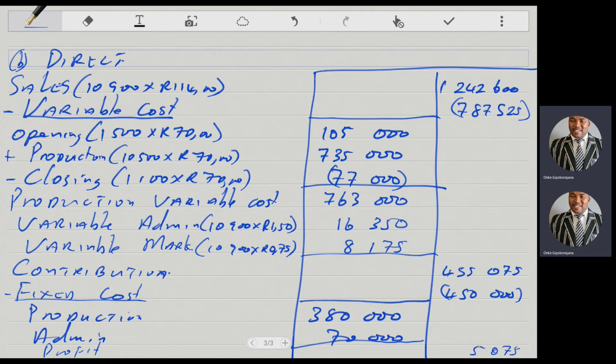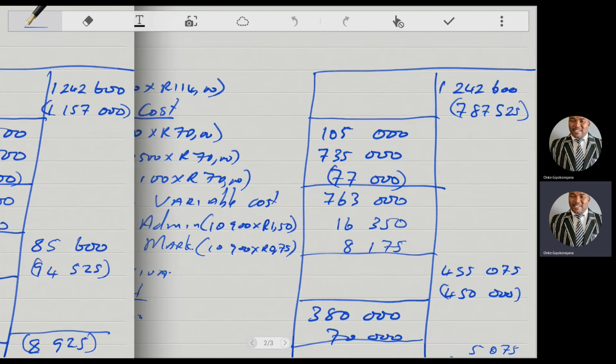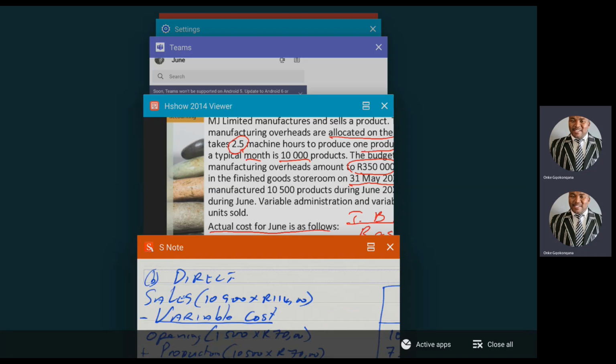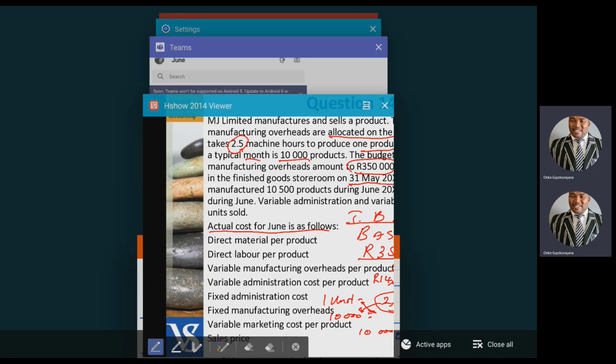Here, absorption gave us the loss of 8,925. So with this, the companies can make a choice. Okay, which method are we going to make use of when we do our reporting? Obviously, they normally go with the one that gives them the profit. So that is why we've got these two methods, so that each company can look at which one works better for them. So that's how you draw up the income statement according to the two methods.